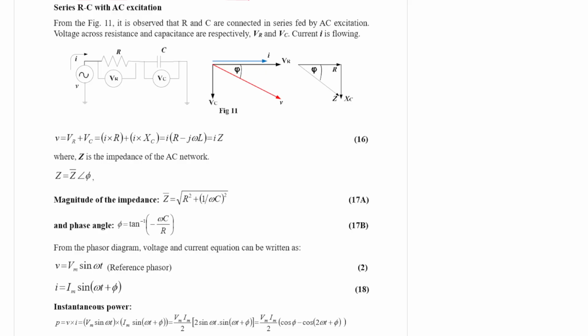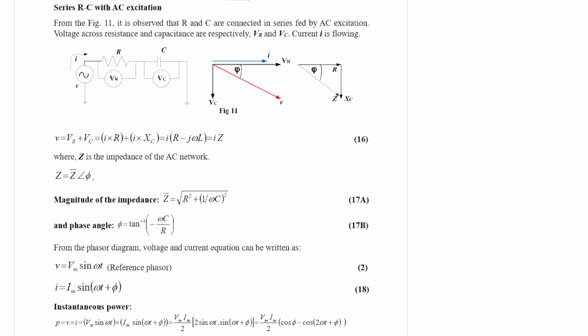Welcome friends. So we are discussing the AC signal or AC excitation on different networks R, L, C, RL, RC. So now we shall start the RC network with AC excitation. What will be the nature or what will be the relationship between voltage and current, and finally what is the power consumed in series RC circuit.